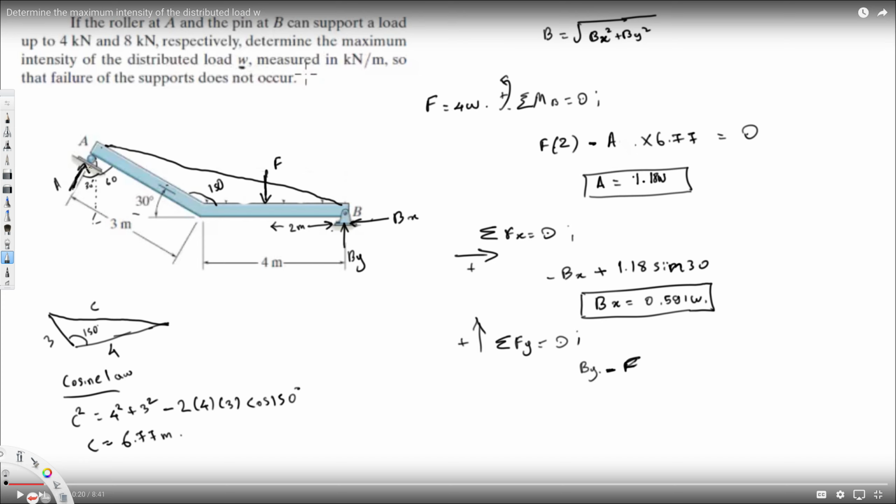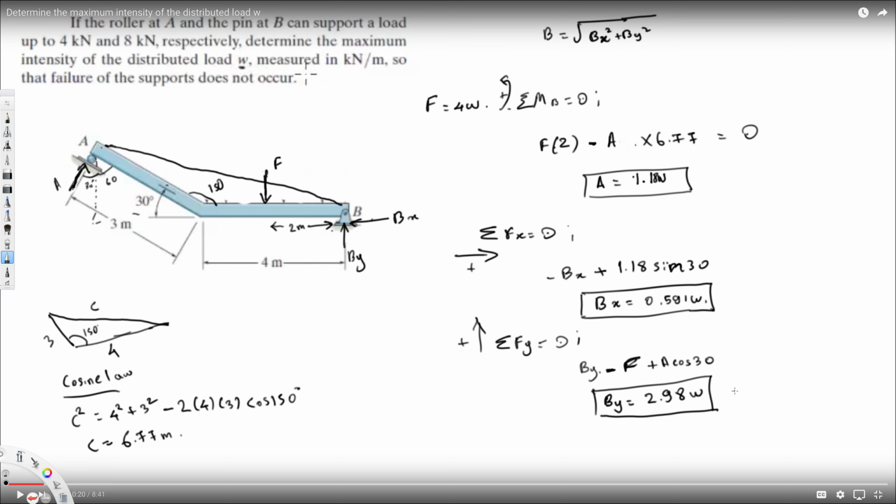Then we have A acting upside, so it's going to be A cos 30 plus A cos 30. So I can substitute 4W for F, and for A I can substitute 1.18, and if I substitute and find the value, it comes out to be By is equal to 2.98 W. So this is the answer for By.